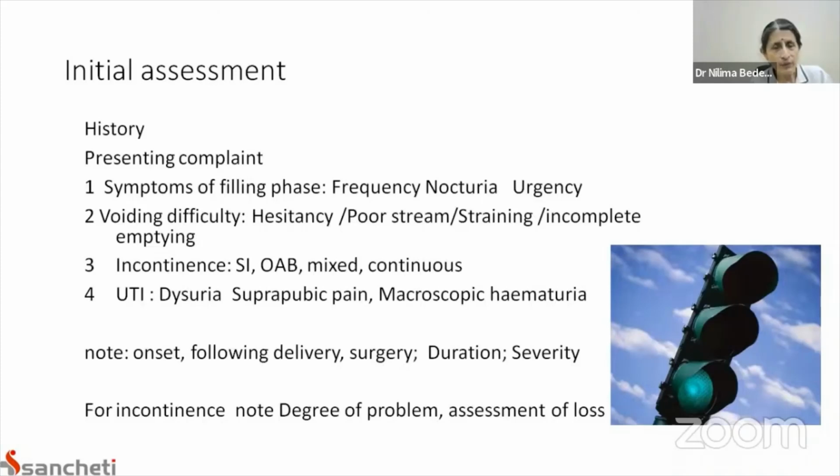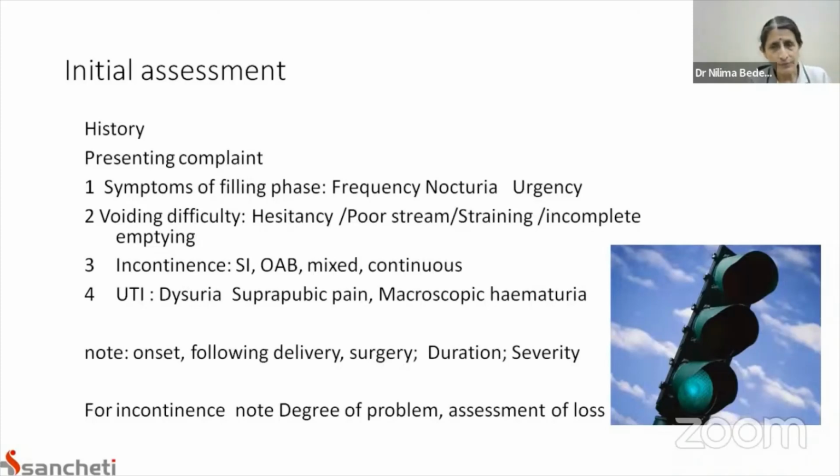So if they come with an initial problem, all this needs to be checked for them. There are certain other problems such as dysuria, painful urination. This can be due to the medications they take, or sometimes they can have diabetes. There can be hematuria. All this needs to be addressed very well.